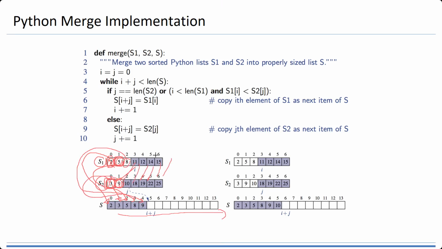We will go through every one of these, comparing every element. So i will be added by 1, j will be added by 1, until j equals the length of S2, or i is the length of S1 and S1[i] is less than S2[j], like this one.